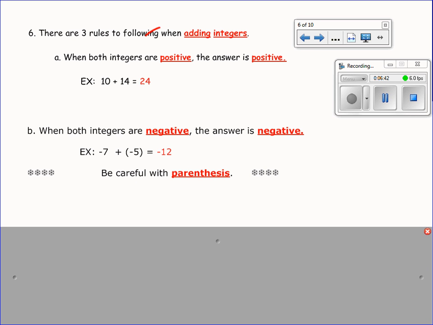Be careful with parentheses. That parentheses is just helping you be less confused because it's adding a negative 5. It's not a grouping symbol, it's just to help the problem look less confusing.